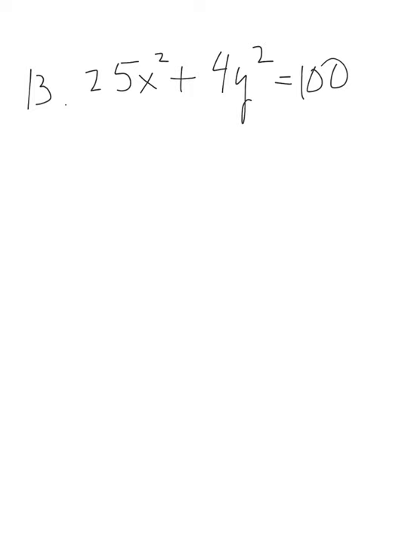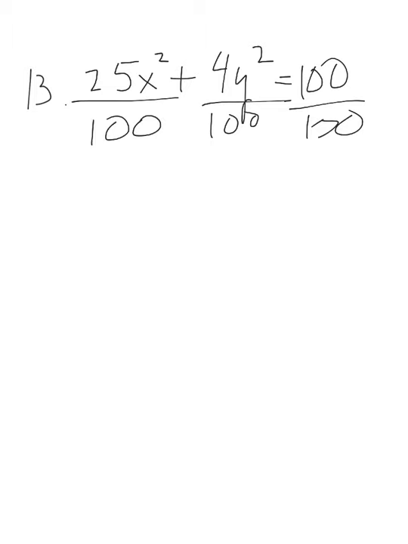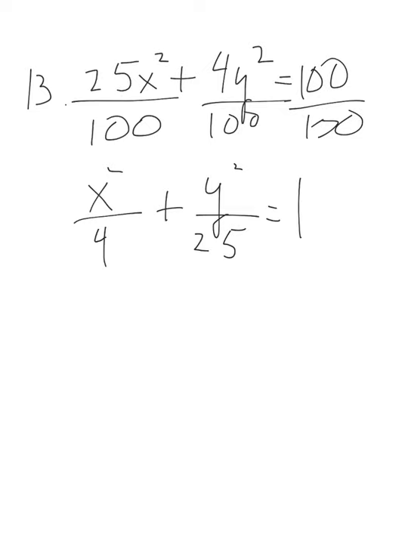For this, for standard form of an ellipse, we need it equal to 1. So it makes sense to divide by 100 on each term. And sorry for the sloppiness. So that'd be x squared over 4 plus y squared over 25 equals 1. And now you just do the same as number 7. I won't go through it formally, but I will talk about it.